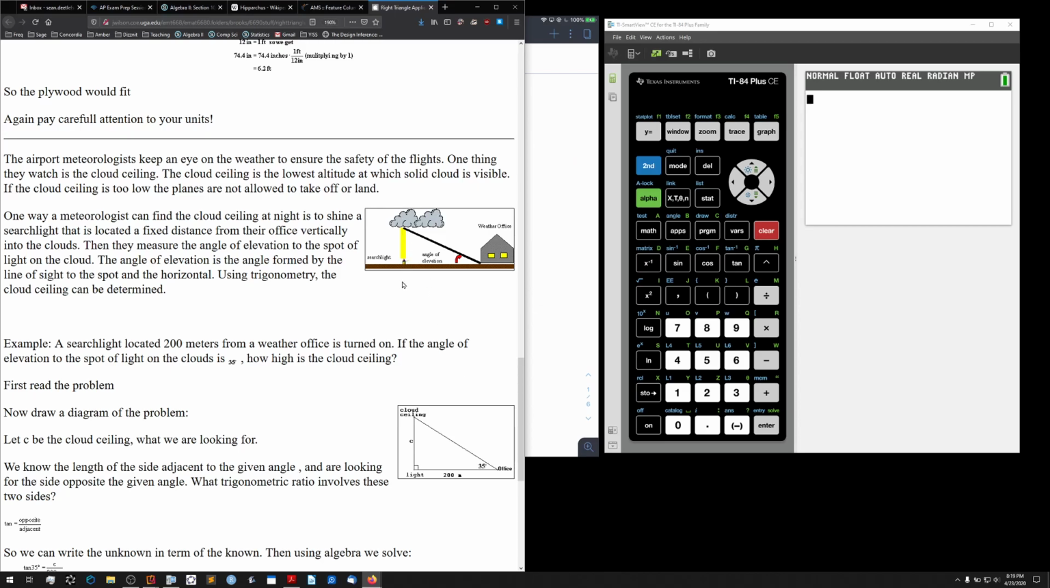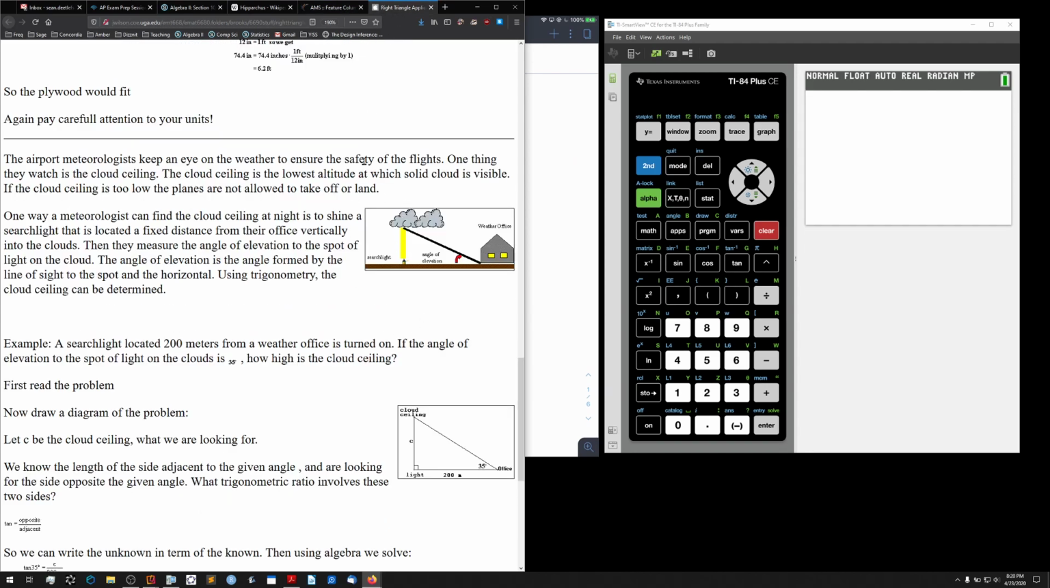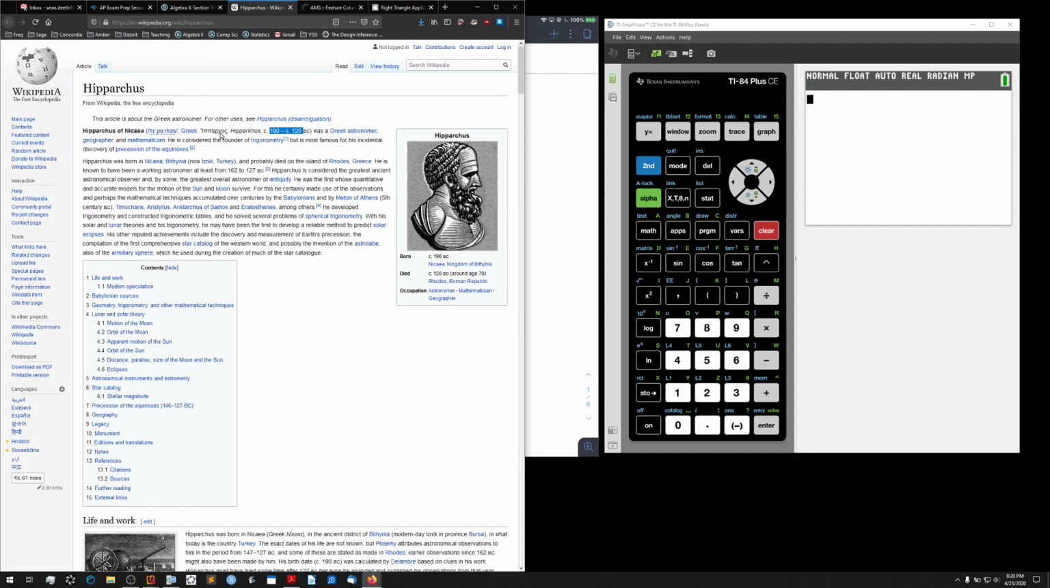Okay, so not easy to do. You don't want to send a plane up there. What else would you do? It'd be kind of troublesome to do. Anyway, that's another application there. So on your note sheet, you can make a note of land surveying and maybe finding the cloud ceiling in aviation. And Hipparchus, father of trigonometry. All right.